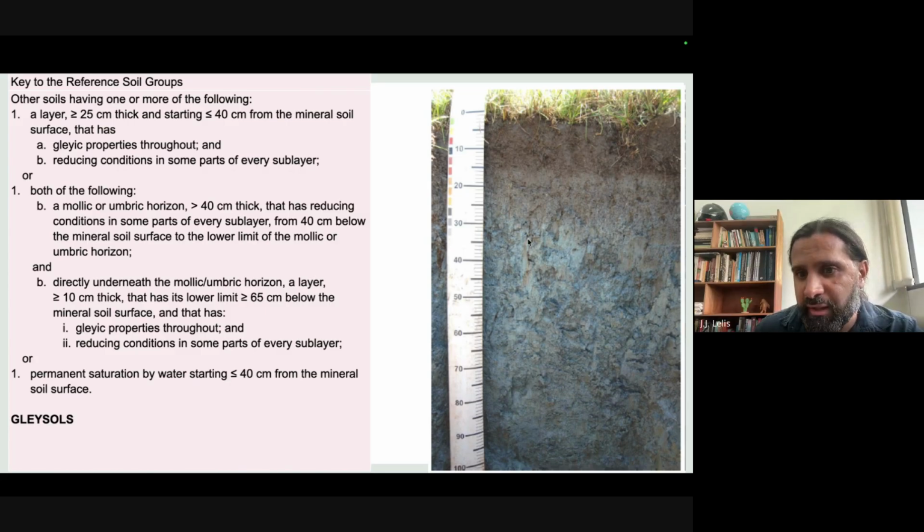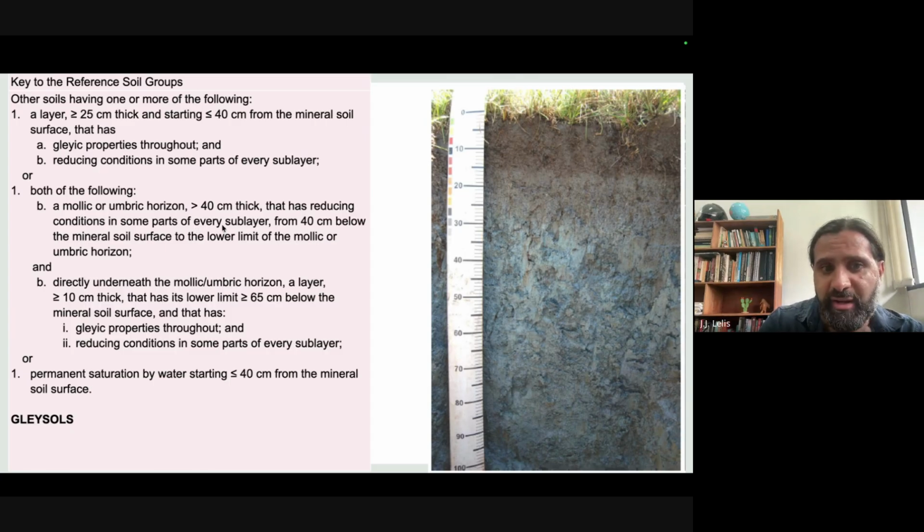So if I find sublayers like here, I can easily see that these gleyic properties start around 15 centimeters, but after 30 centimeters and after 60 centimeters, I have some change. But in all of these horizons, I can easily see gleyic properties and reducing conditions because of the grayish colors. Or, and I'm sorry, this should be number two, both of the following: mollic or umbric horizons, and this horizon should have at least 40 centimeters of thickness, and they have reducing conditions in some parts of every sublayer.